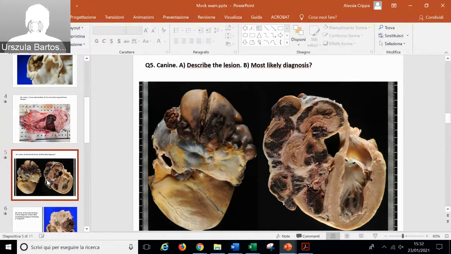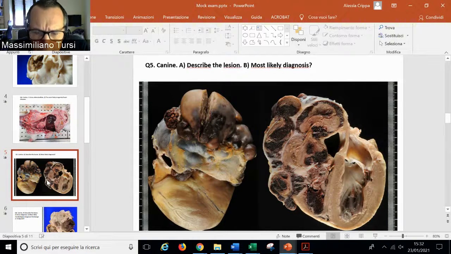The only thing I was wondering is how the dog could be alive with obliteration of the whole right heart. I agree with you, Ursula. It was incredible. There was also a lot of pulmonary metastasis. I don't know, it's very strange. It's incredible. Massimiliano, can I ask?